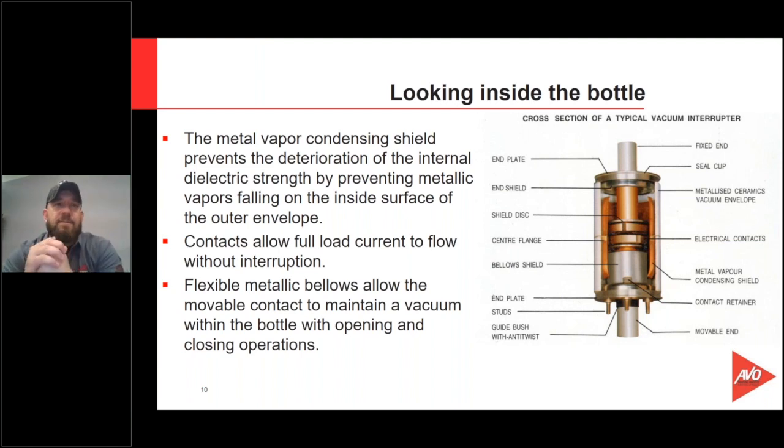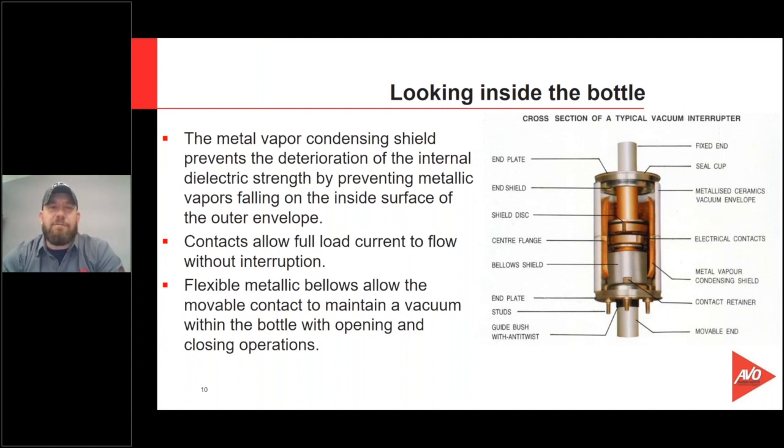But looking inside the bottle, the metal vapor condensing shield, which is what I already talked about, prevents the deterioration of internal dielectric strength by preventing metallic vapors from falling on the inside surface of the outer envelope. So remember, we've got that giant explosion going on inside, and the lack of air is causing that arc to be quenched. So we need to protect that outer envelope.